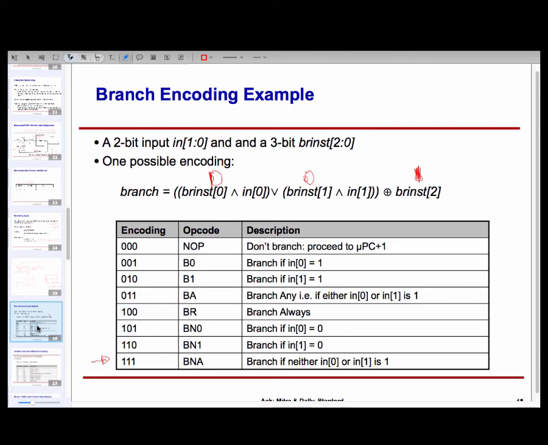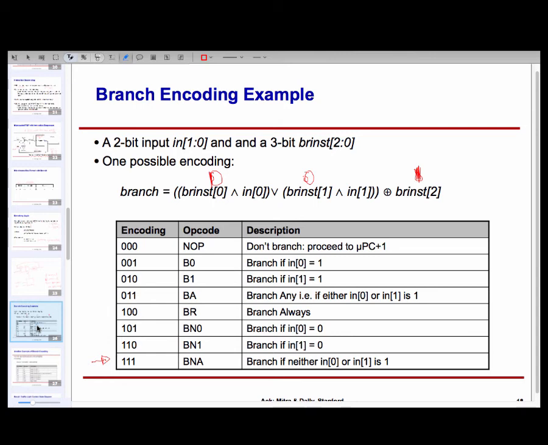So let's imagine input 0 and input 1 were connected to two sensors. And what I want to do is I want to say if either one of the sensors is reporting an event, that is, they are high, then I want to move to the next state. Otherwise, I want to stay put. So I want to wait in my current state if neither one of the sensors is reporting any event. But if any one of them is reporting an event, I want to move to the next state. Which branch instruction will you use? 1, 1, 1. Branch if neither input 0 or 1 is 1, right? I mean, if any one of them is 1, I move to the next state, otherwise stay put.